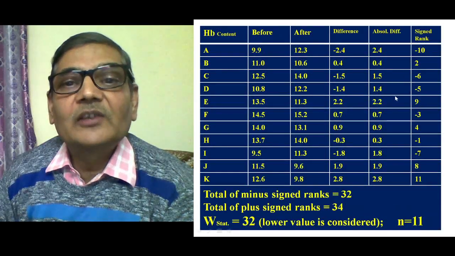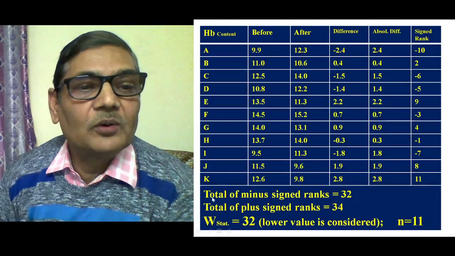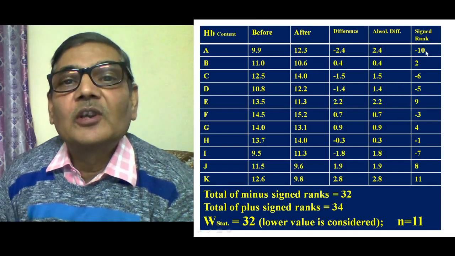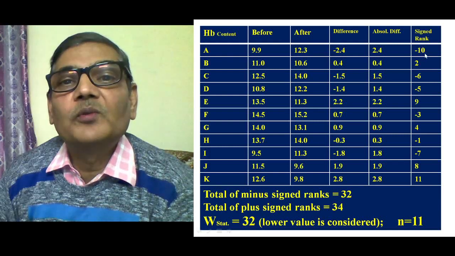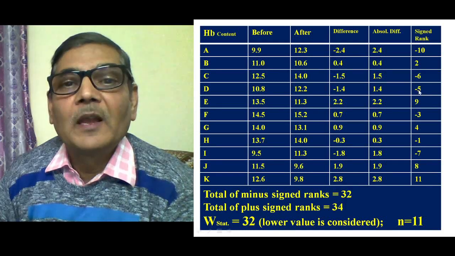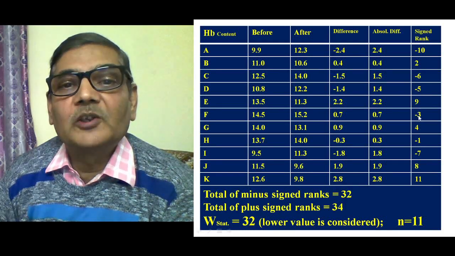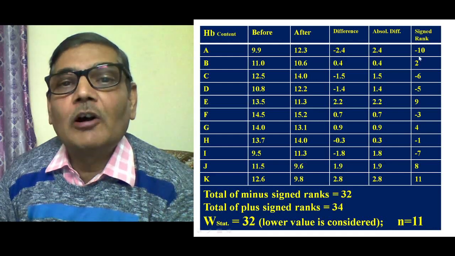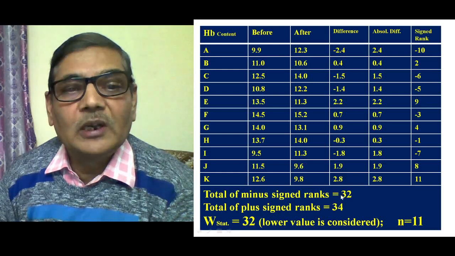Then in the next step, we shall find the total of the minus signed ranks. It means we will add up all those values which are denoted by minus signed ranks. So it is minus 10 plus minus 6, that will be minus 16, plus minus 5, it will be minus 21. Likewise, this minus 3 will be added to that, minus 1 will be added to that. When we add all these minus signed values, it will come to 32.